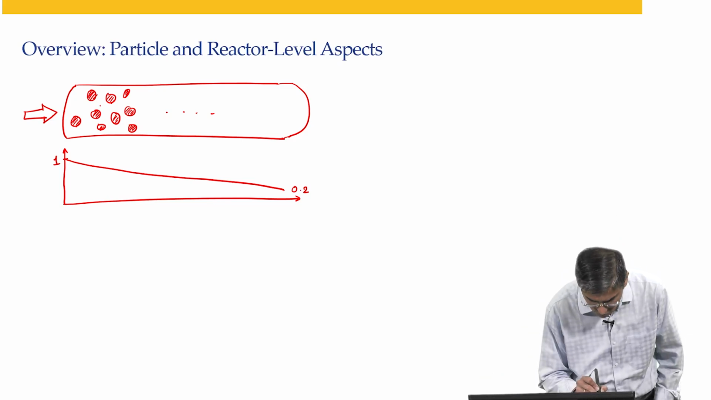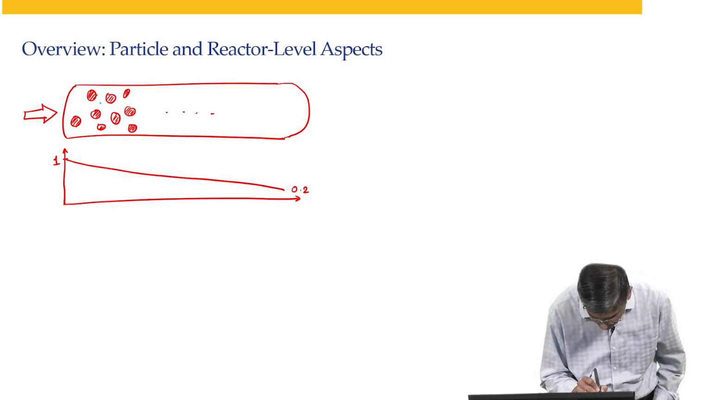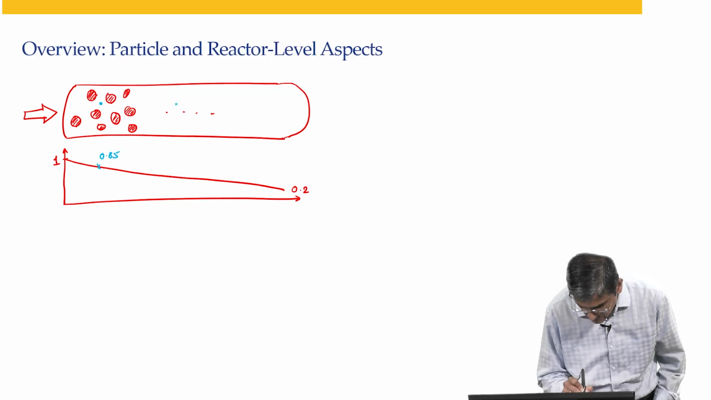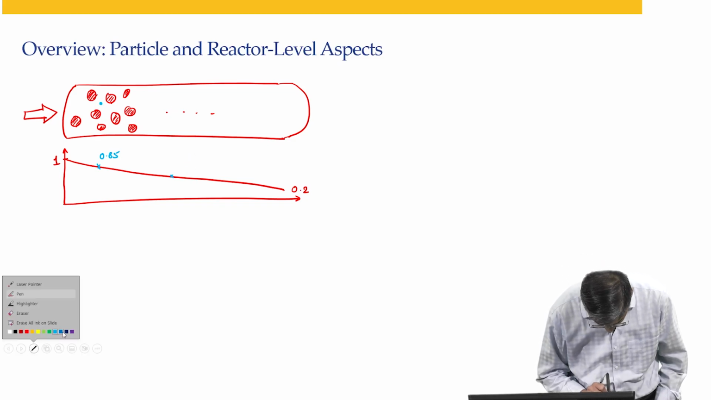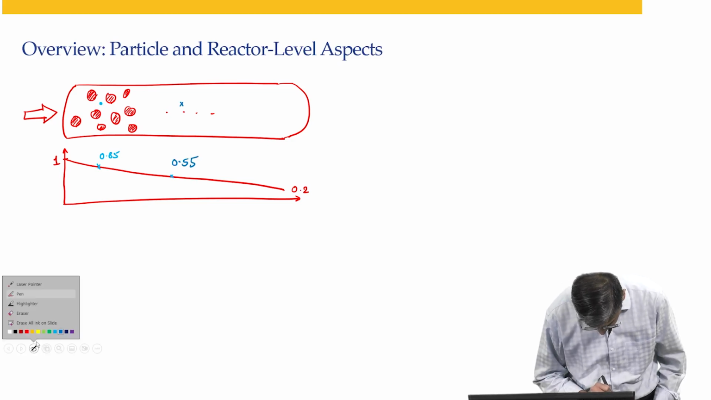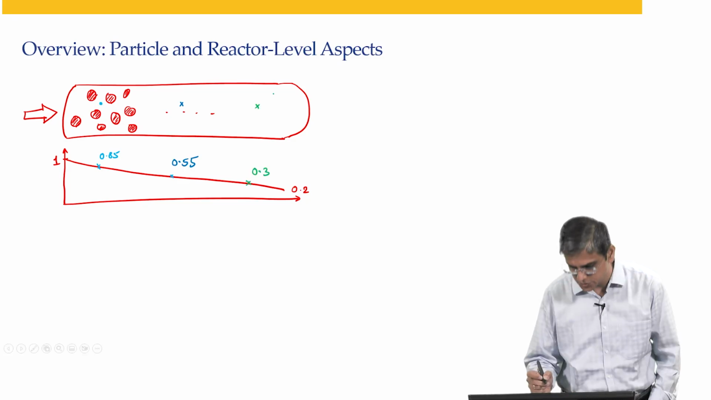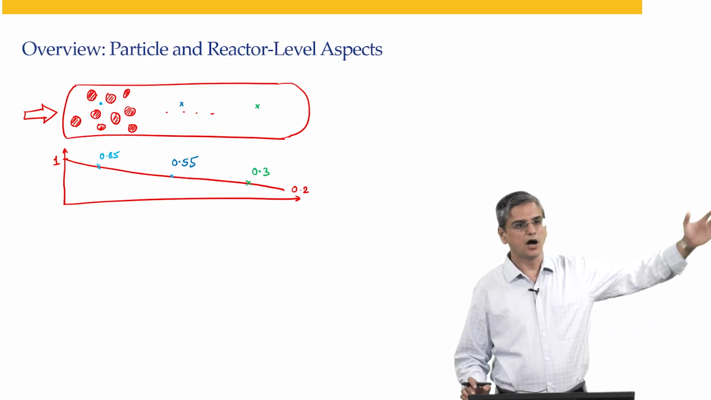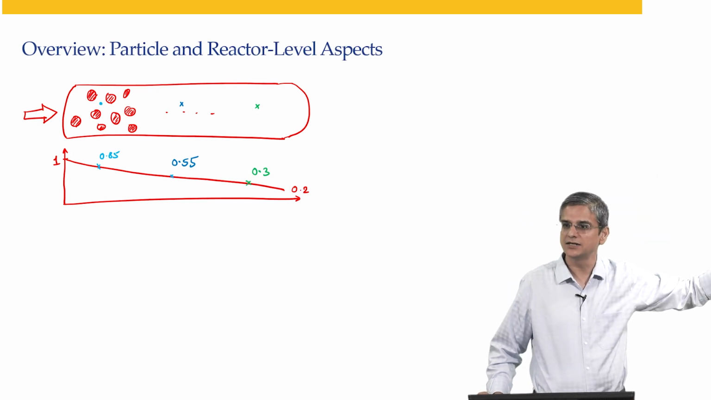Now, let us look at this particular point. The concentration over here might be say 0.85. Let us look at this particular point. The concentration over here might be 0.55. Concentration here is 0.3. How that concentration varies is something that you do at reactor level.